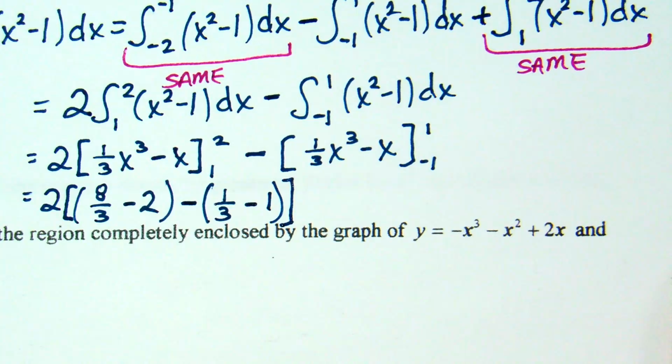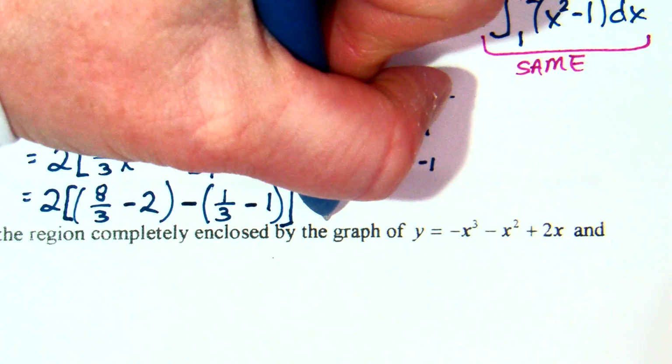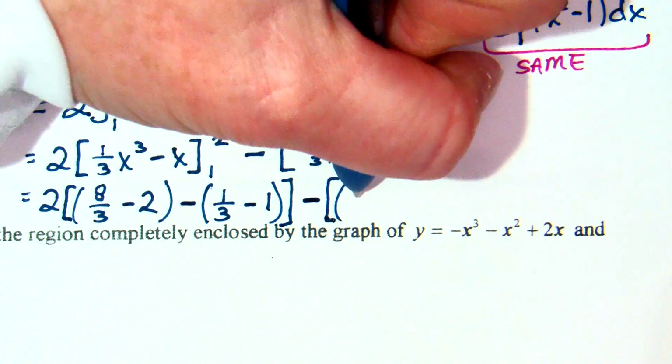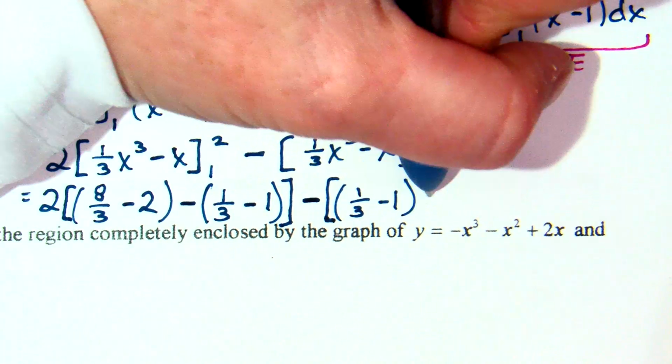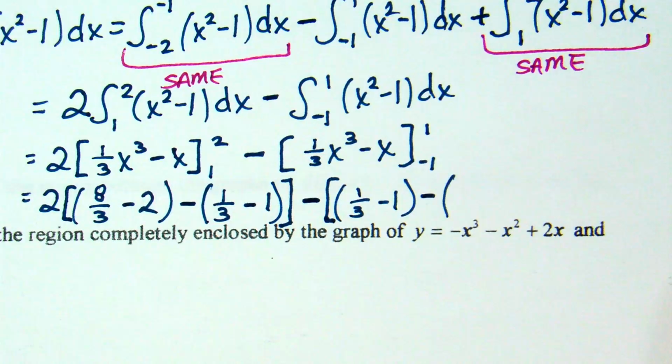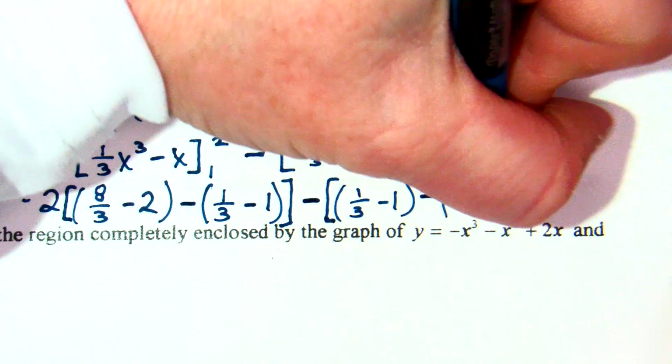Minus. I'm going to do a bracket this time. First time we're putting in 1. So when I put in 1, it's going to be 1/3 minus 1 in that parenthesis, minus, and now I'm putting in negative 1. Negative 1/3 plus 1 in parentheses, in bracket.